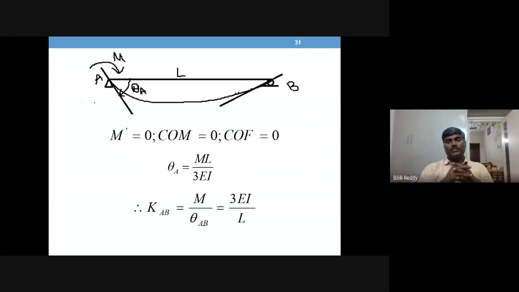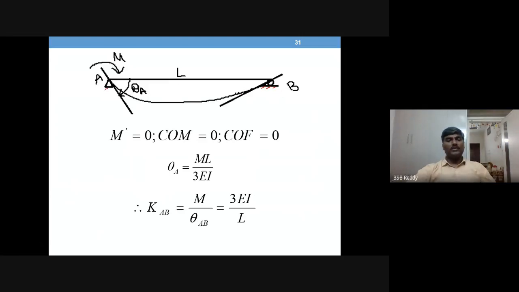So what is going to change? The carryover moment, carryover factor, and stiffness value. All this we have to modify. So in AB, where earlier we had taken B as a fixed support, now I am taking this as a roller. Either you can have a hinge or roller.